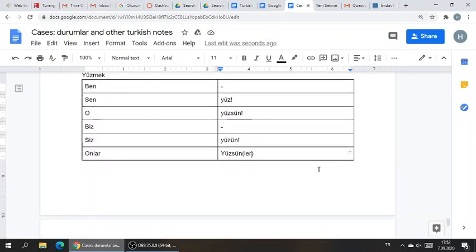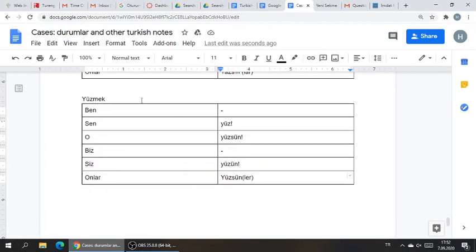Yüzmek. Sen yüz. By the way, the meaning of this is swim, to swim, okay? So this is to say you swim, yüz, sen yüz. Or you can just say yüz. O yüzsün. This would be like let him, may he, okay? May he swim, let him swim, make him swim, okay?